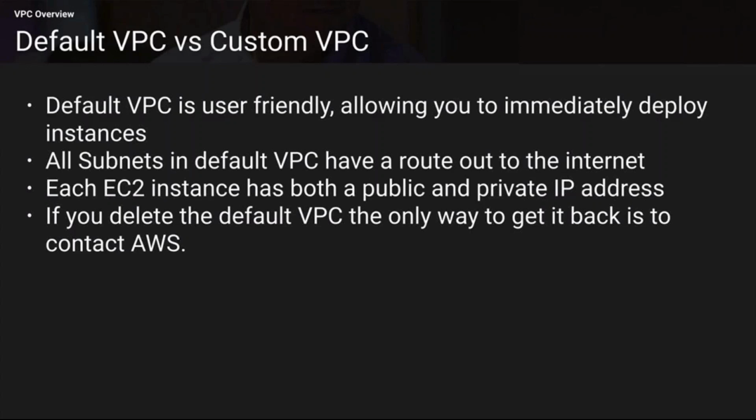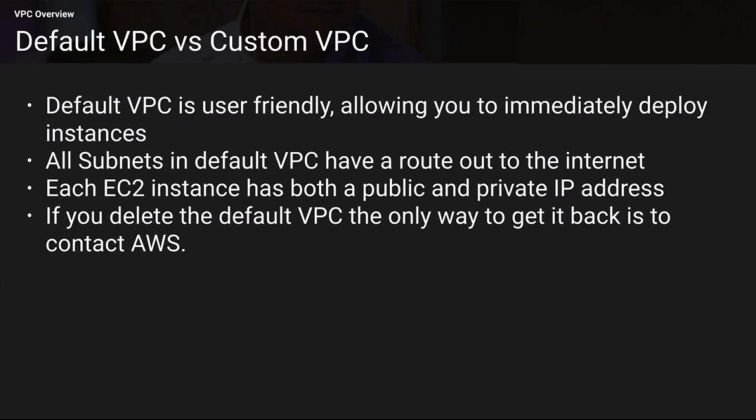So it was just easier to select the default VPC and get started with any of the AWS services. All the subnets in the default VPC have a route to the internet, so that is one of the best things. Any subnet that you pick in the default VPC will have access to the internet.